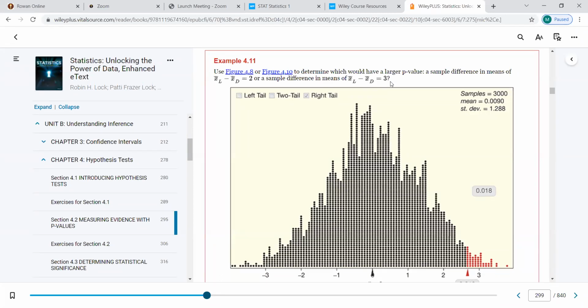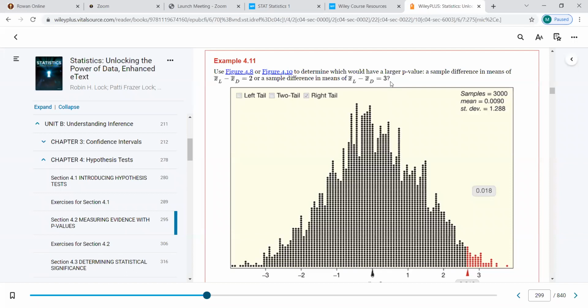Which one has the larger p-value? The sample that has a difference of 2 or the sample that has a difference of 3? Remember, we just count the number of dots to the right, in this case, because the alternative hypothesis is greater than. Count the number of dots to the right. If we say the sample is 2, are there more dots than if we say the sample is 3? Which one is it? Which has the bigger p-value?